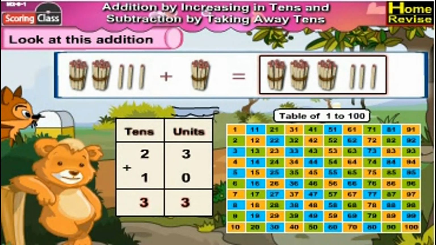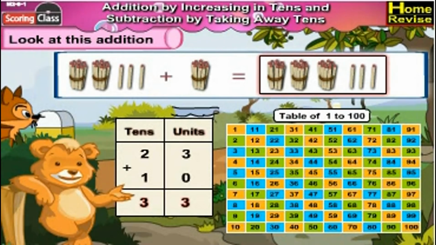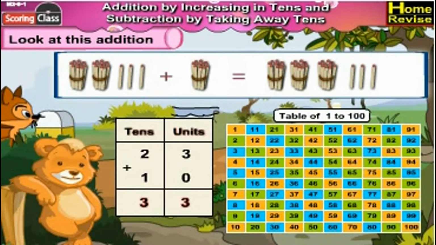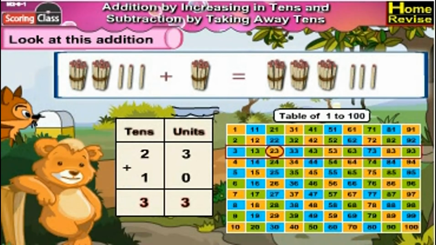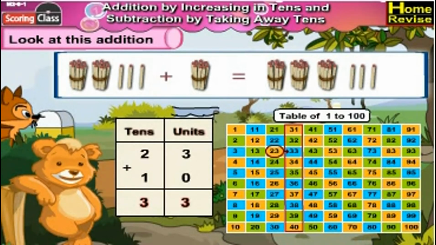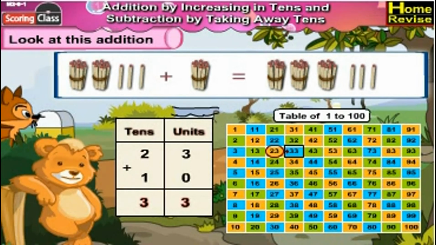Now you must have understood that after adding 23 plus 10, in the answer, 1 ten is increased. In short, adding 10 means to add 1 ten. Now let us see how to do the same addition with the help of the table. This is the table from 1 to 100. Here is the number 23. The answer of the sum 23 plus 10 is in the same row of the next column. That is here. And it is 33, which is same as the answer of addition which we did earlier.